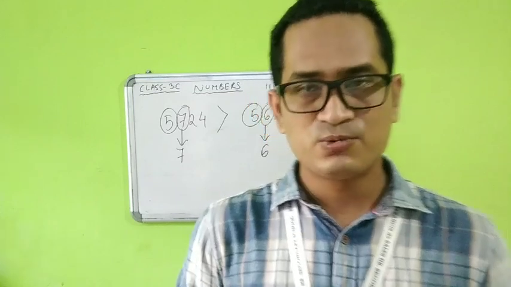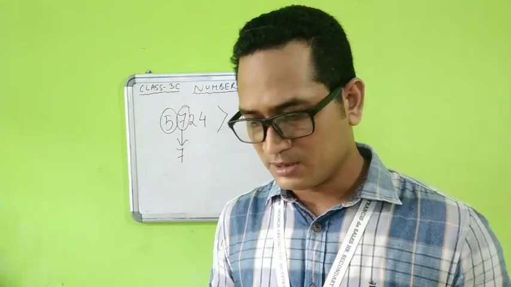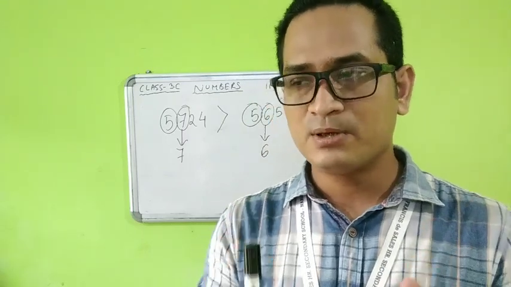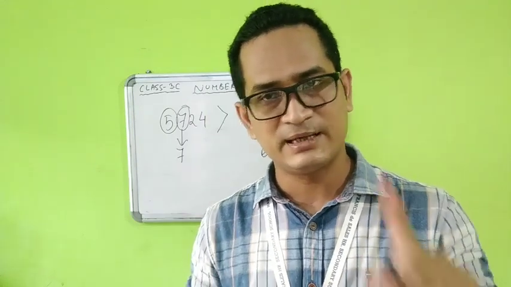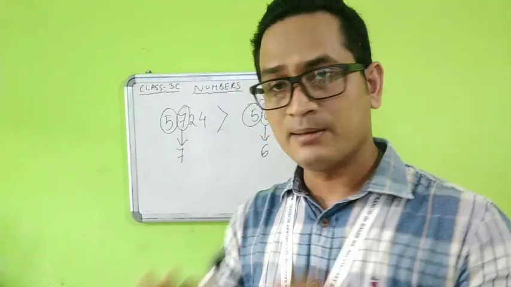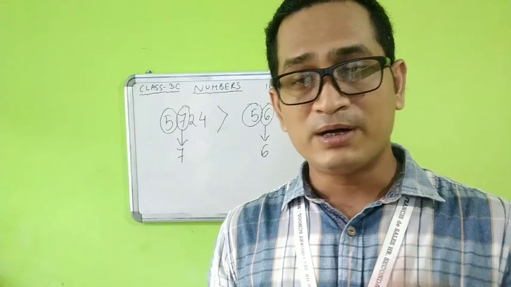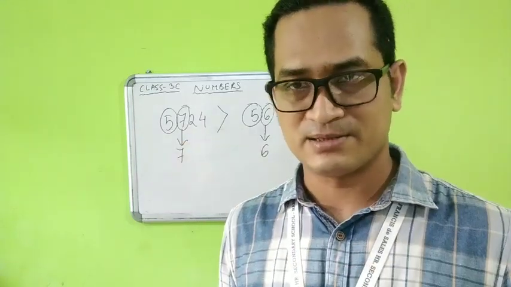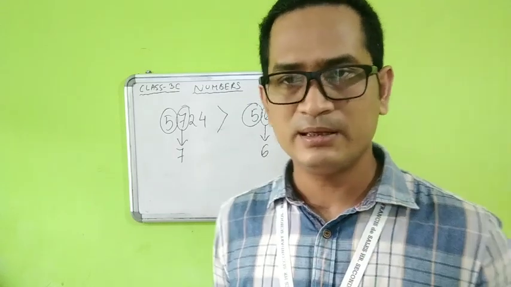Fine. So students, we have seen two things here. There are 3 rules. You have to first see the number of digits. If the number of digits are more, that number will be greater. That's a very simple rule. That is rule number 1. Rule number 2: if the number of digits are the same, like 4 digits, you have to compare the extreme left hand side digit.